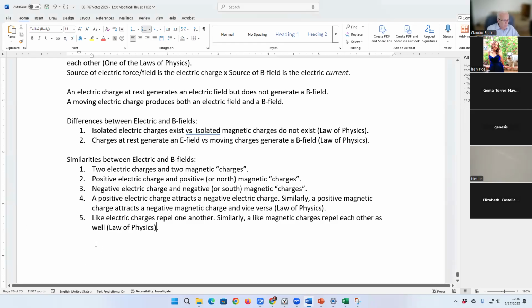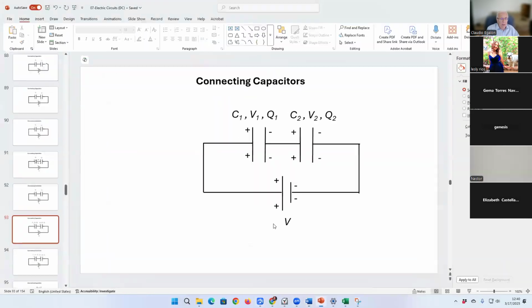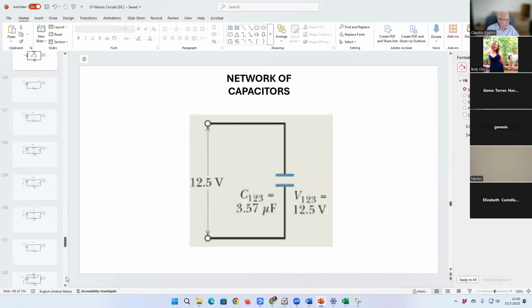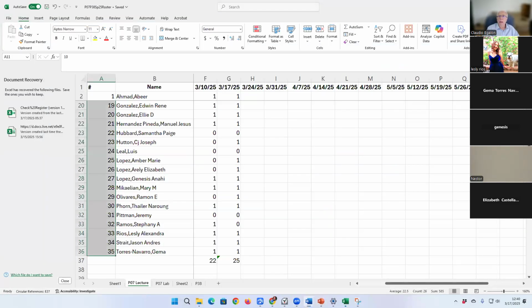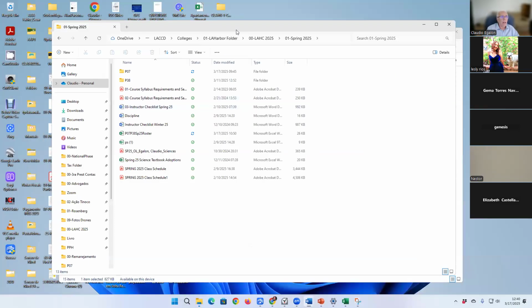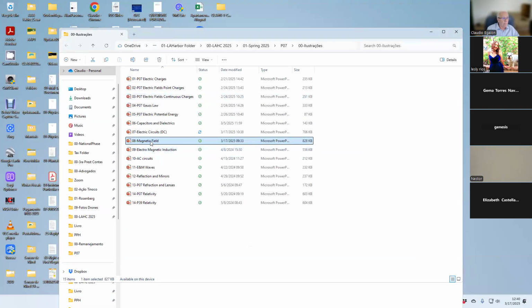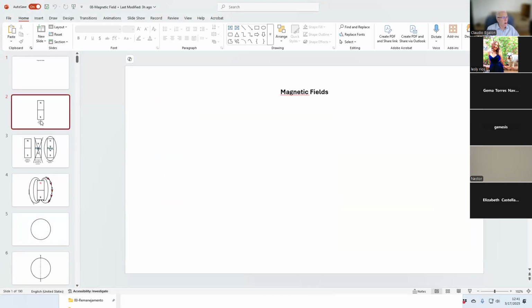And what else? Another important one. Let me get some drawings here, some illustrations. Try to make everything come alive. Let's see if I have any more illustrations here. Magnetic field. Okay, so here you go.